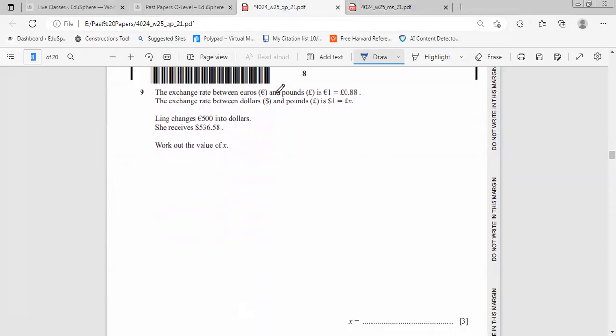Okay. Now moving on to the next question, where they are talking about the exchange rate between the euros and the pounds. The exchange rate between the dollars and the pound is also given, which is $1 for X pounds. Link changes 500 euros into dollars. So what do we have to calculate? These are the euros, so for euros and pounds we are given a rate, and then for pounds and dollars we are given a rate.